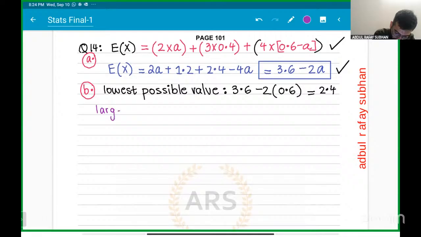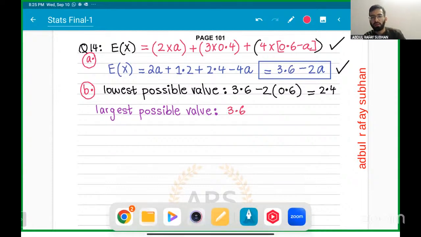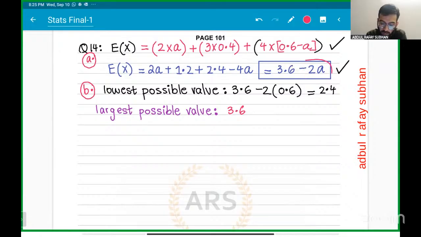So the lowest possible value of the mean will be greater than 2.4, and the largest possible value, because they will need the range of values. The mean will be greater than 2.4, and the highest possible value of the mean, because the mean cannot be negative, whatever the value you take, it should be less than 3.6. The highest possible value will be 3.6. If 2 times a becomes 0, then 3.6 minus 0 will be 3.6. So the mean will be, follow carefully, students, between 2.4 and 3.6.